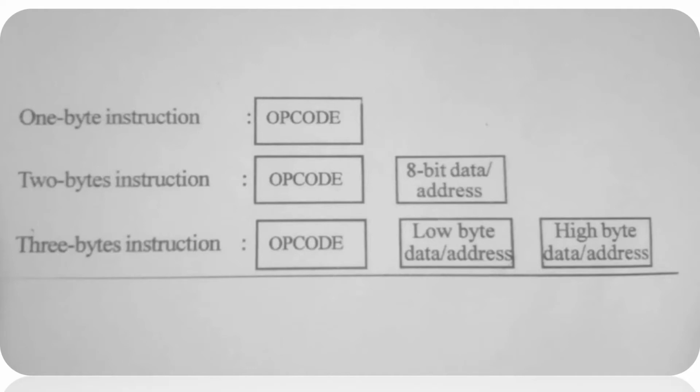For example, MVI A,01H. Next, 3 byte instructions. That means in the first byte the opcode is stored. In the second byte, data or address of the lower byte is stored. And in the third byte, data or address of the higher byte is stored. For example, LDA, that means load accumulator.